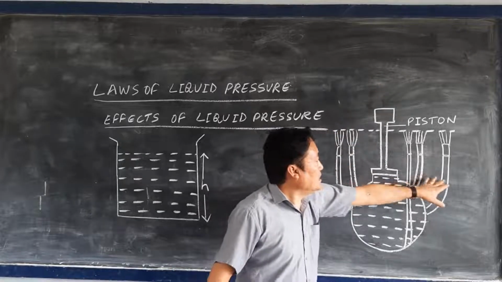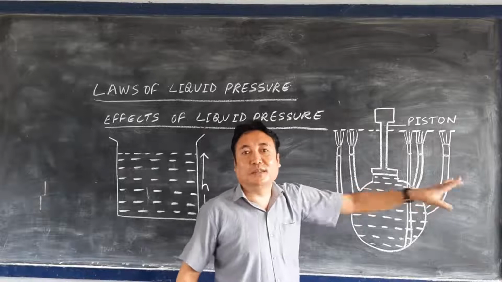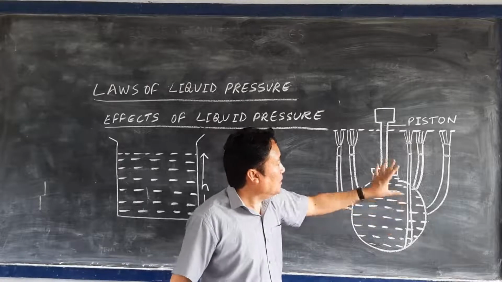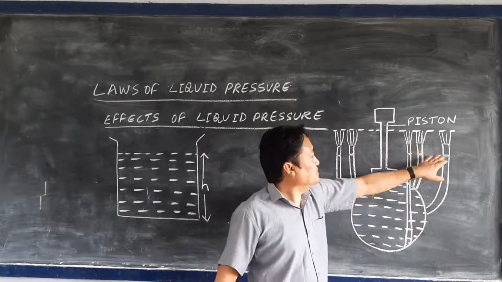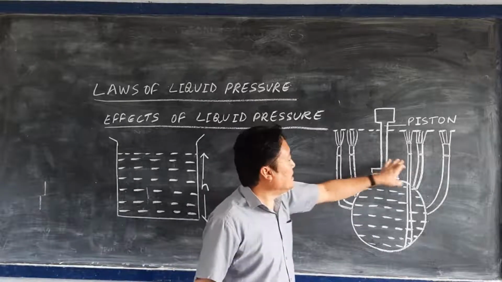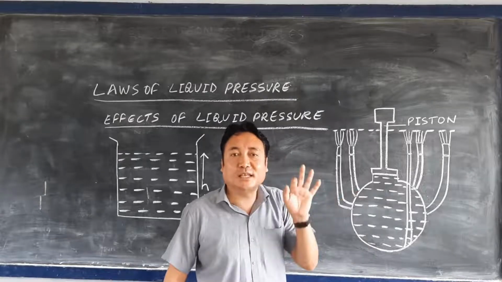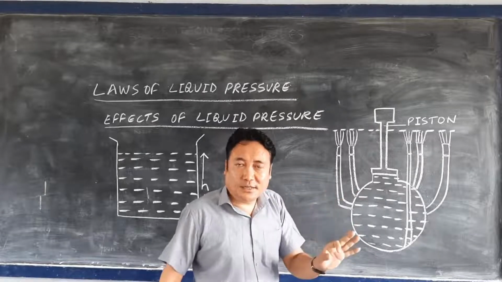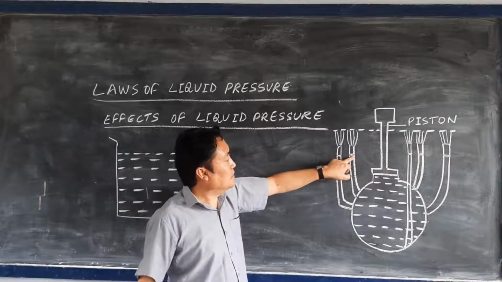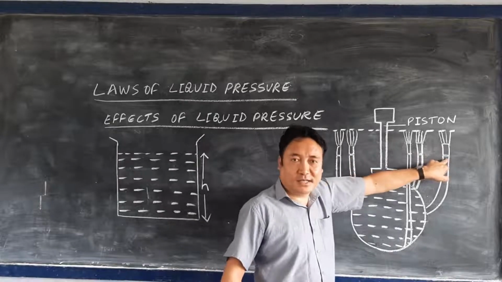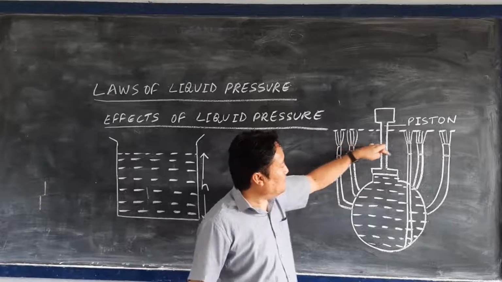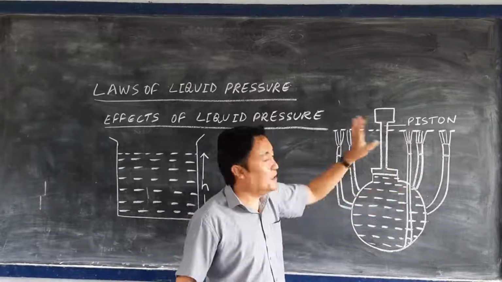Now the narrow glass tubes are filled with liquid. Inside the flask you fill water, and along with it you fill the narrow tubes also with liquid. The level of the liquid in the 5 narrow tubes will be the same. That means the initial level of the liquid in these narrow tubes will be same. So I have marked here with a horizontal line 1, 2, 3, 4, 5. This line represents that the same level of liquid has been filled in the narrow tubes.